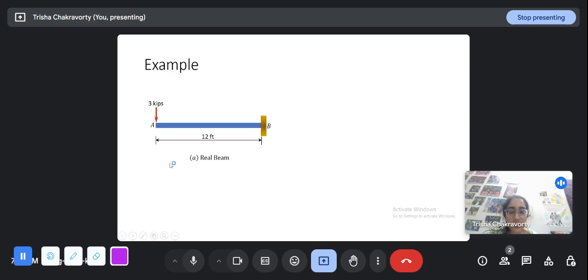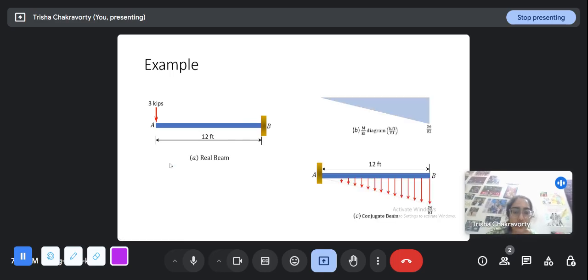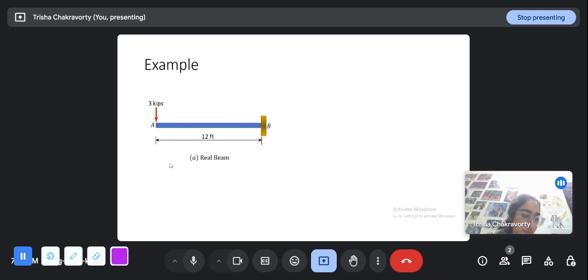We'll look at an example. So, this is a real beam. I'll just wait for 5 minutes if you want to try. This is a very simple problem. It is a cantilever beam with a fixed support and a point load at this end. So if you want to try to draw the conjugate beam, I'll wait for 5 minutes.